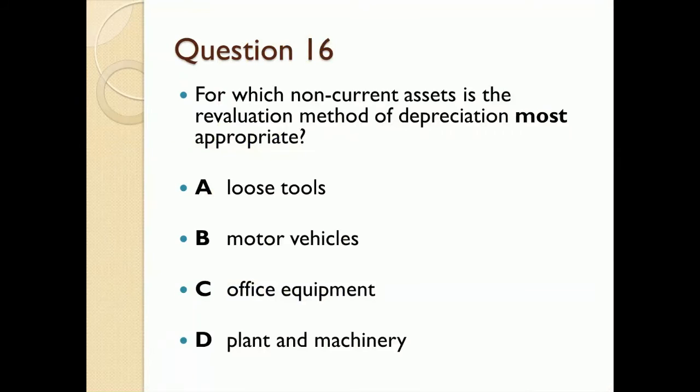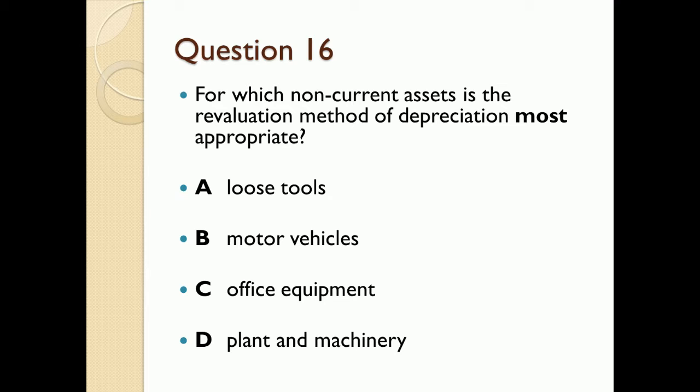So let's see question number 16. From which non-current asset is the revaluation method of depreciation most appropriate? As you know, boys, one method cannot be applied to each and every type of asset. So it is the type of asset which gives us the clue which method should be applied. For example, age, deterioration, depletion, and the value and the estimation of other factors. These all things basically give us a clue how to use a depreciation method.